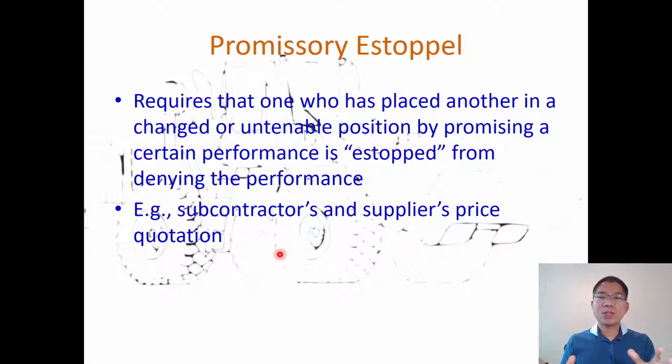So as you can see, the supplier or subcontractor tends to put some time limit on the quote, for example effective for 3 months from the day you receive it, or expiring on, let's say, December 31st, 2025, 2021, 2022, etc. So that is the promissory estoppel.